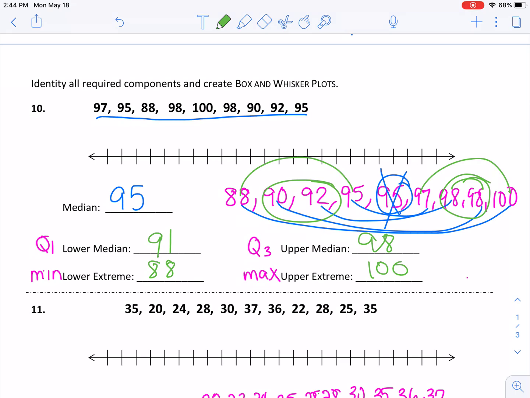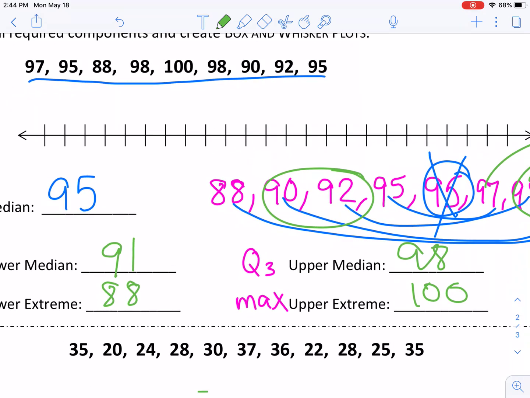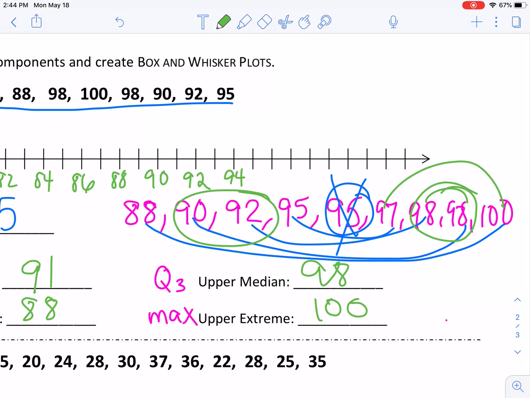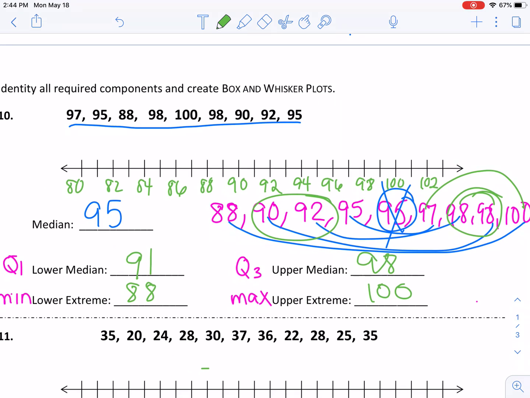So I can go ahead and label my number line, and I can go by 2s. So if this is, let's say, 80, 82. So really I'm going by 1s, but I'm only labeling every other. So 80, 82, 84, 86, 88, 90, 92, 94, 96, 98, 100, 102. Perfect.